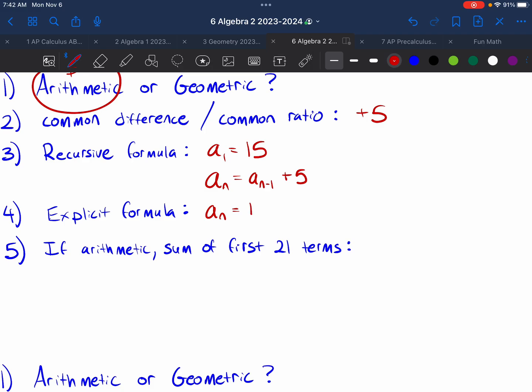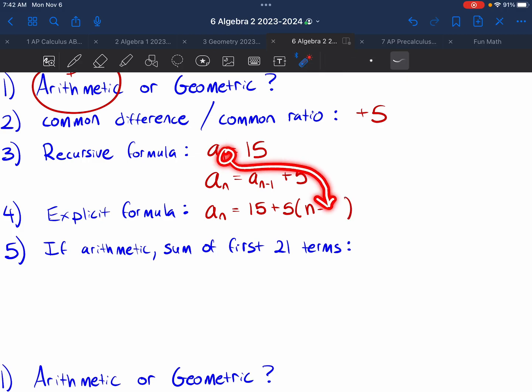So we're going to choose 15, and then we add the common difference, plus 5, and then we multiply by n minus whatever term we chose. We chose the first term, so this 1 is going to come down here. We're going to say n minus 1. All right, and check it out. We were arithmetic, so we do indeed need to do this one. We need to find the sum of the first 21 terms.